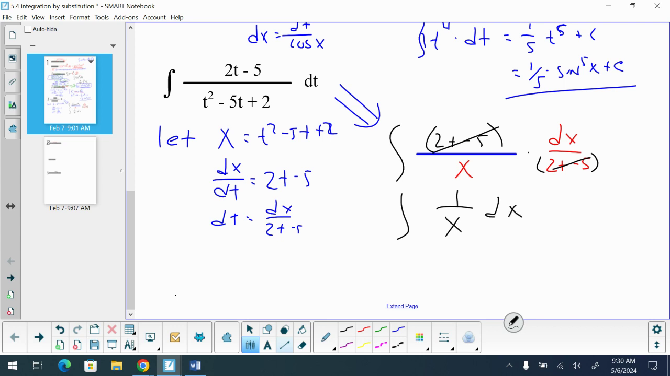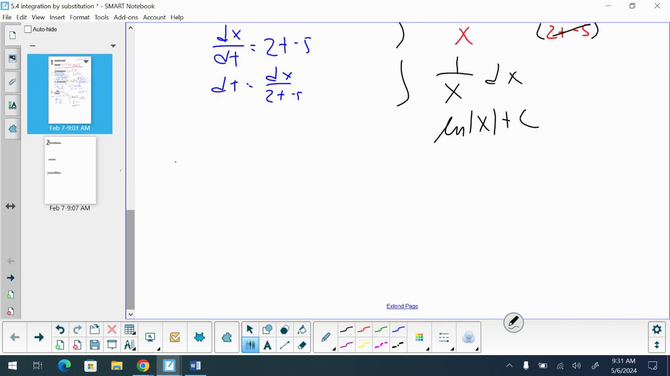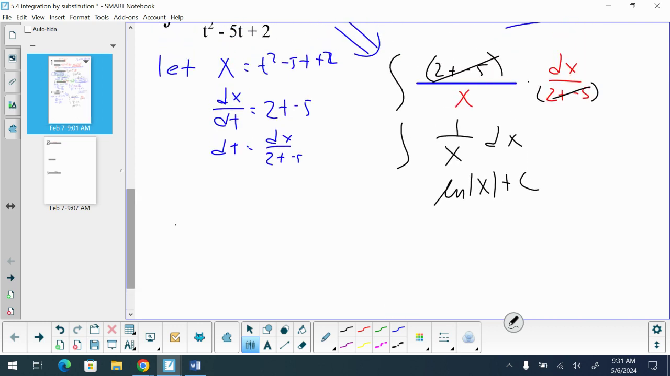Now we have to remember how to take the antiderivative of 1 over x. What do we get? Logarithm. ln of the absolute value of x plus c. So we have ln, back substituting in, the absolute value of t squared minus 5t plus 2, plus c.